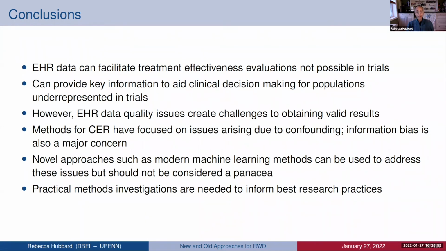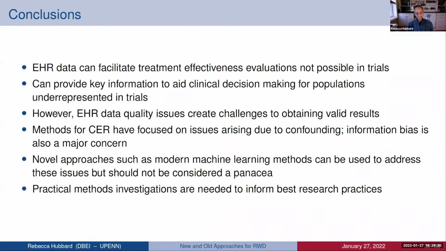There's been a lot of focus on how we achieve confounder control, how we avoid bias due to confounding, and relatively less emphasis on information bias. Both are super important concerns in this setting. There are novel approaches out there that definitely bear investigation that I think we should be embracing and studying, such as the machine learning approaches that I discussed in my first example. But new things are not always better, and just because something is new, we should not assume that that represents a panacea that's going to fix all of our problems.